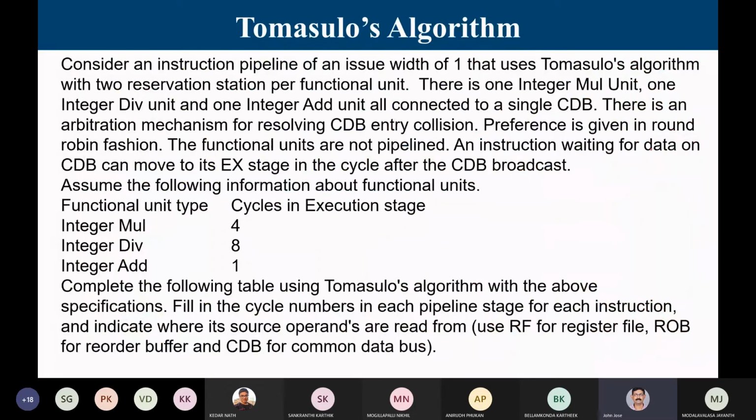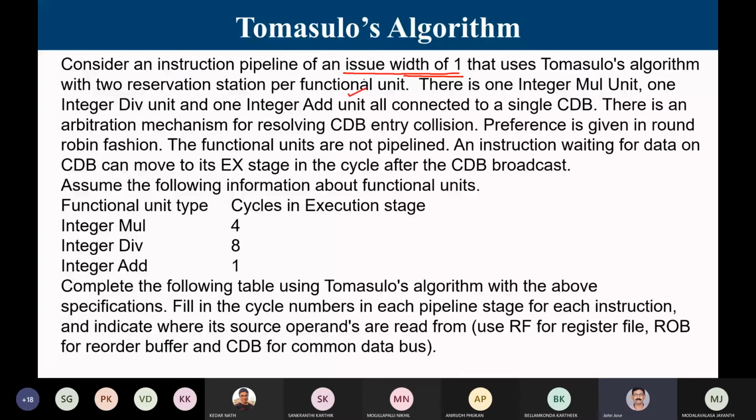If that is the case, let me go to Tomasulo's algorithm. Consider an instruction pipeline with an issue width of 1. Issue width of 1 means that every cycle I can issue one instruction. It uses Tomasulo's algorithm with 2 reservation stations per functional unit. So for every functional unit, I can have 2 instructions waiting or being executed.